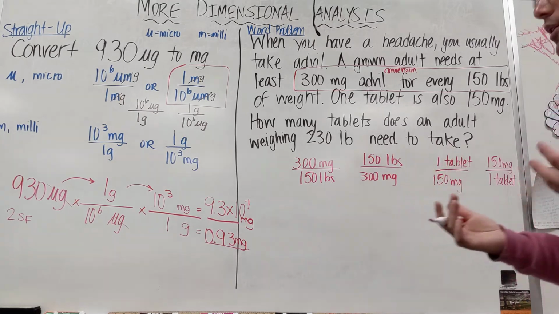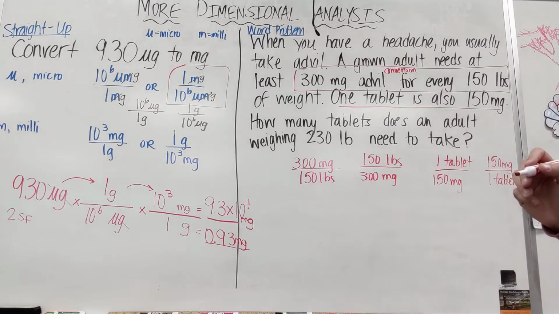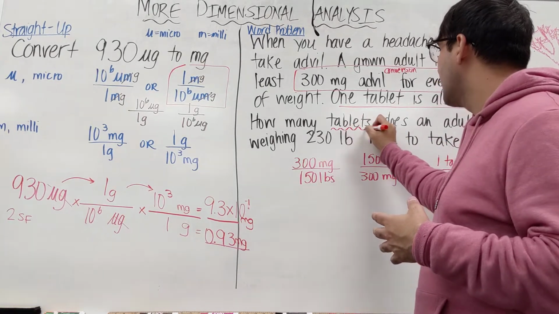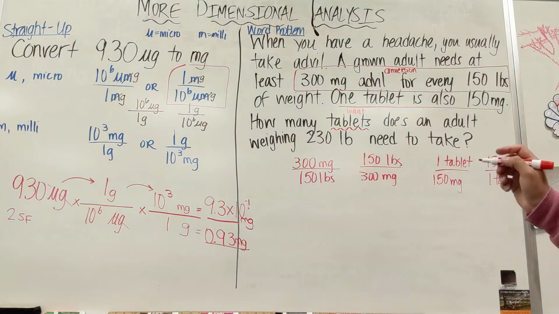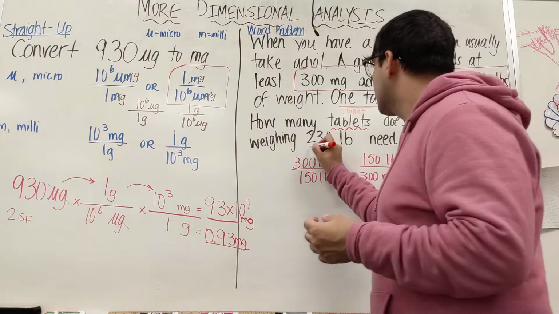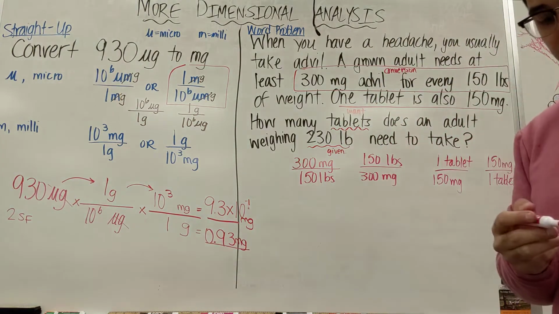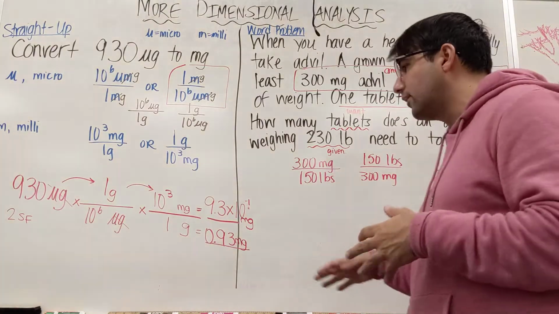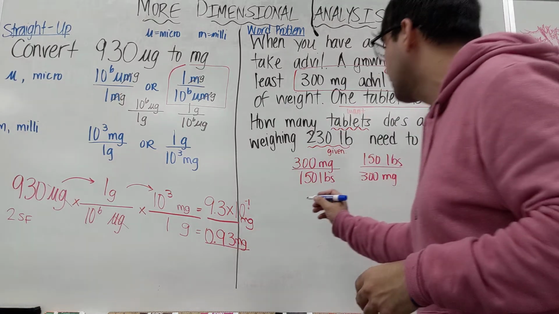So I have some conversions, right? Because it says 1 tablet is 150 milligrams. How many tablets? This is something that I want in the end. How many tablets does an adult weighing 230 pounds need to take? This is something that's given to me. I am given 230 pounds, and it wants to know how many tablets of Advil I need to take. So let's start working with this now. I'm going to write down that I'm given 230 pounds.